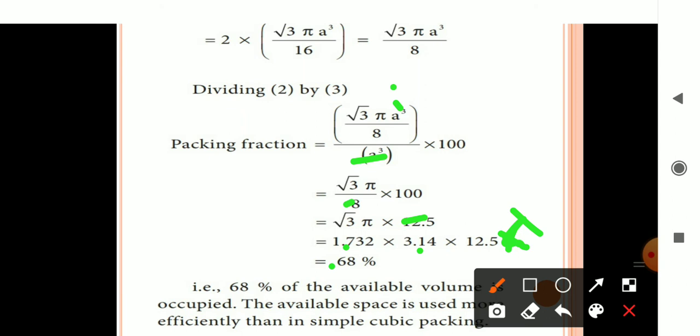How can we conclude? In the case of a body centered cubic unit cell, out of the volume available, only 68% of the volume is occupied by the spheres, remaining 32% is empty space. So when we compare this body centered cubic arrangement with simple cubic arrangement, it is somewhat more closely packed than the simple cubic unit cell type. With this, the concept is over.